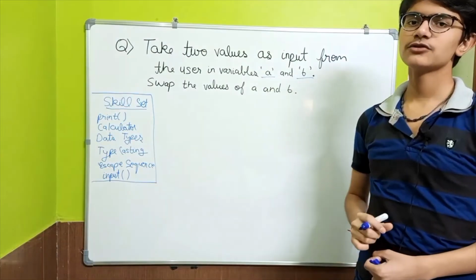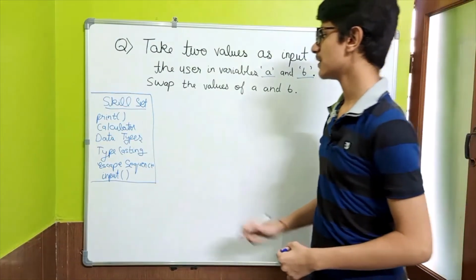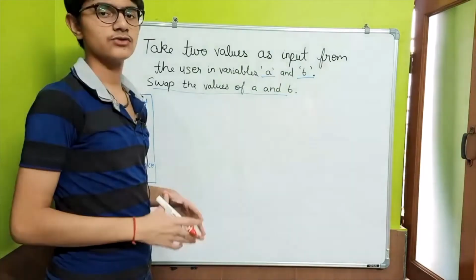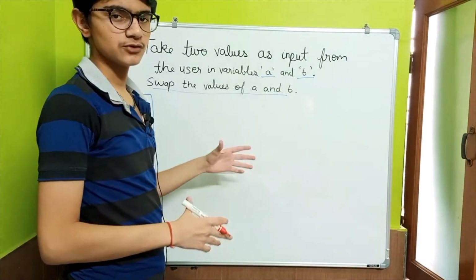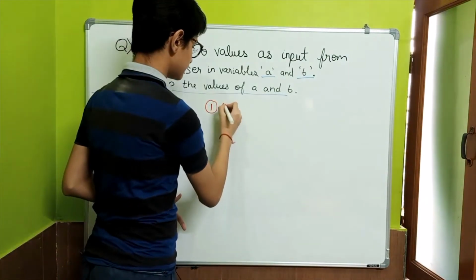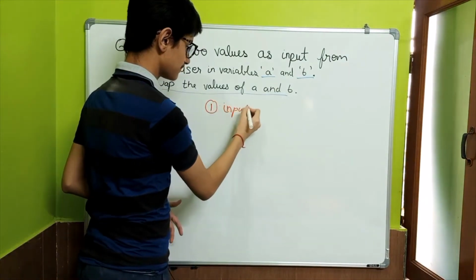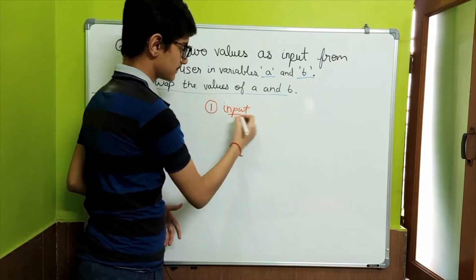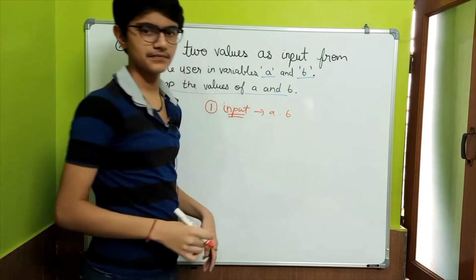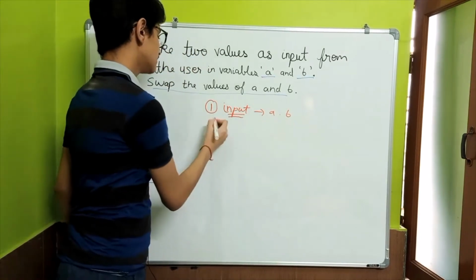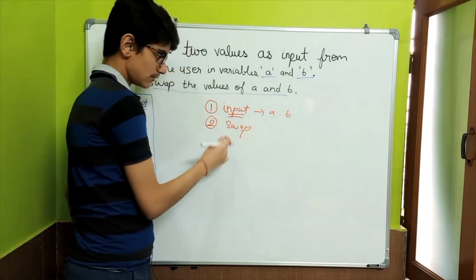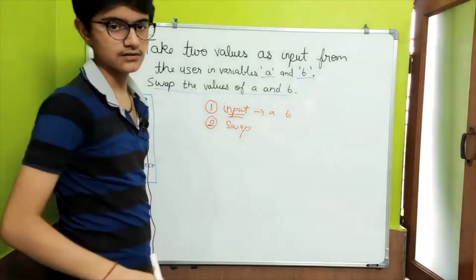And as you may have noticed, guys, the main logic building part is here. So guys, let me write whatever we have to do. So first we have to take the input in A and B, right? And then we have to swap the values, right? The main part is swapping the values.